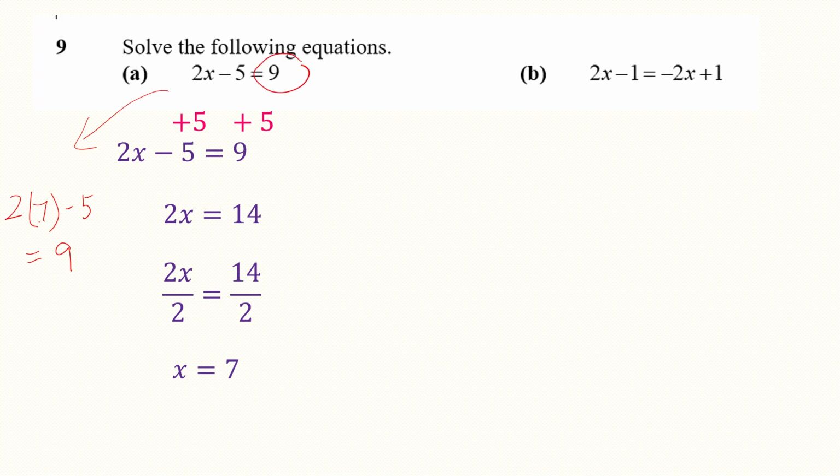Let's look at part B. For part B, I have 2x minus 1 on the left-hand side, negative 2x plus 1 on the right-hand side. So I'm going to put negative 2x together with my 2x here. To get the zero pair for negative 2x, I must add 2x. So 2x minus 2x gives me 0. So I have to add 2x to both sides. Remember, this is an equation, so whatever you do on the right-hand side, you have to do on the left-hand side as well.